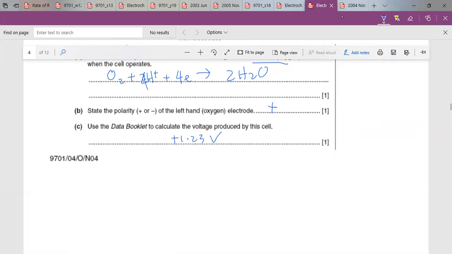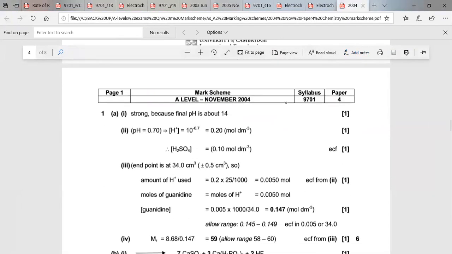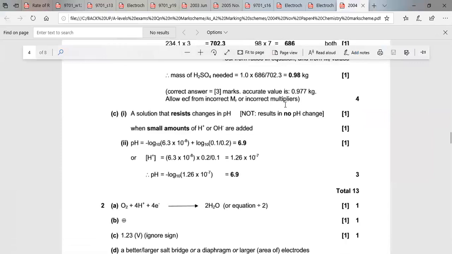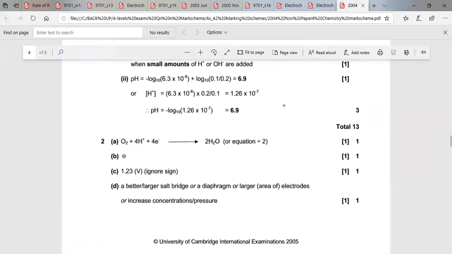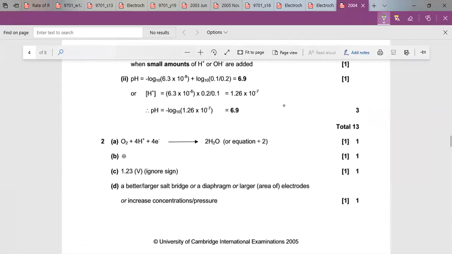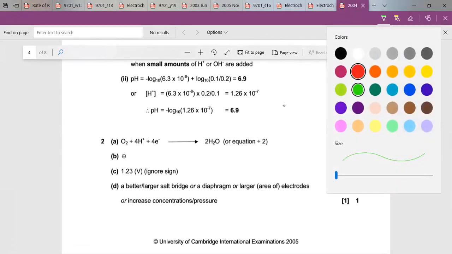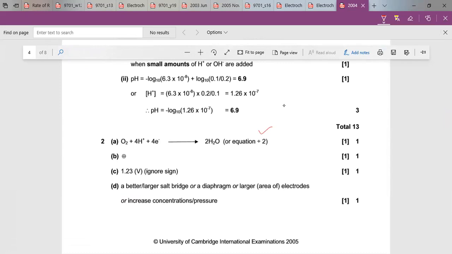See whether I got it here or not. Okay, here. One mark for E, positive pole. See? 1.23. Ignore the sign. So simple, I tell you. Once you understand the concept, it is very simple, no problem. Okay, now let's get other questions.